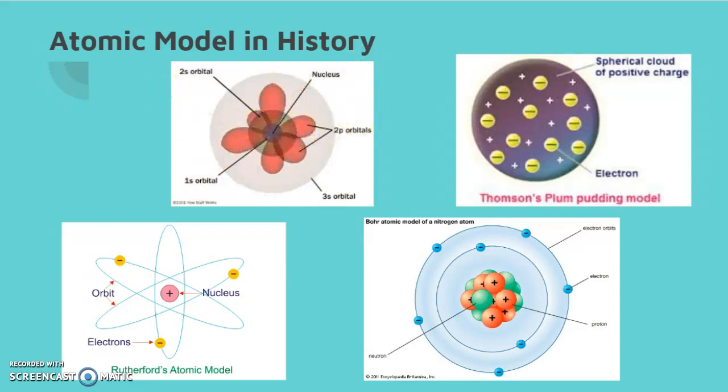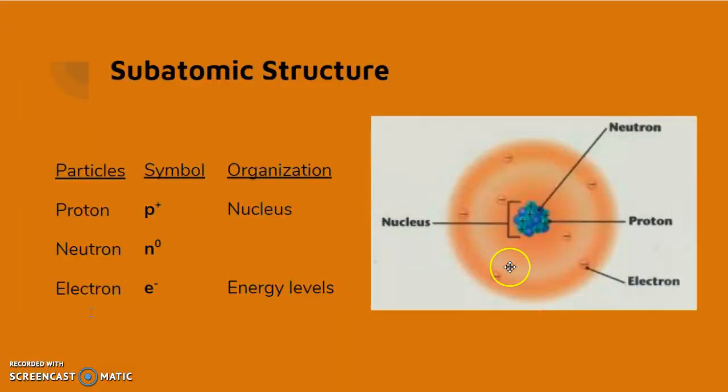Okay, so we're going to use mostly the Bohr model, but when we look at this here, it's somewhere between a hybrid of the Bohr model and Schrödinger's model. It looks like a cloud of electrons, but it also shows rings, and these rings represent the energy levels. So we're going to use this one for discussing the subatomic structure.